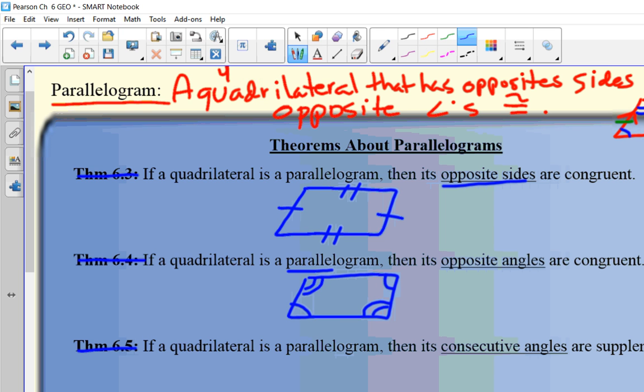So let's think about a square again. A square is a parallelogram. Opposite sides are parallel. And the opposite angles are going to be congruent. Well, in a square, all the angles are 90. But you've got angles that are 90 that are opposite each other. So a square still fits in the definition of what a parallelogram is.